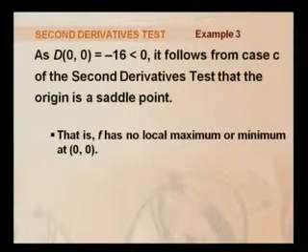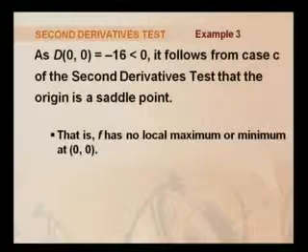Here D at the point (0, 0) is equal to minus 16. It follows from case C of the second derivative test that the origin is a saddle point. Note that the first critical point (0, 0) is a saddle point, as D is equal to minus 16, which is less than 0. That is, f has no local maximum or minimum value at the point (0, 0). Okay, so this is for the first critical point (0, 0).